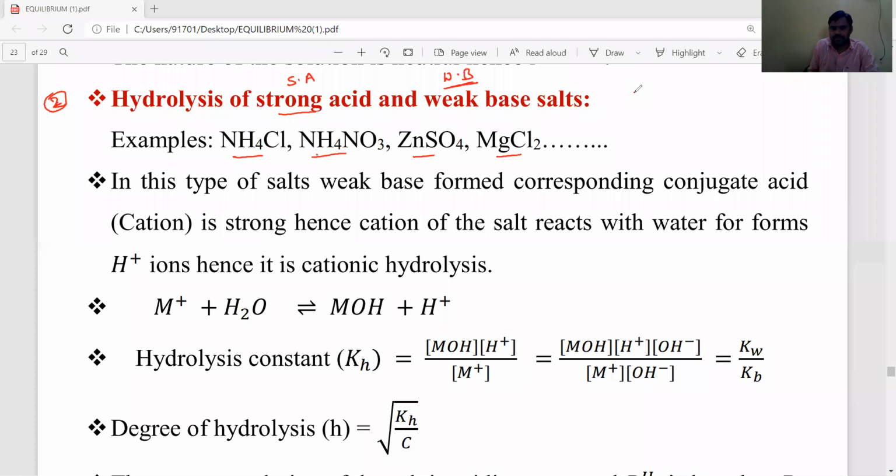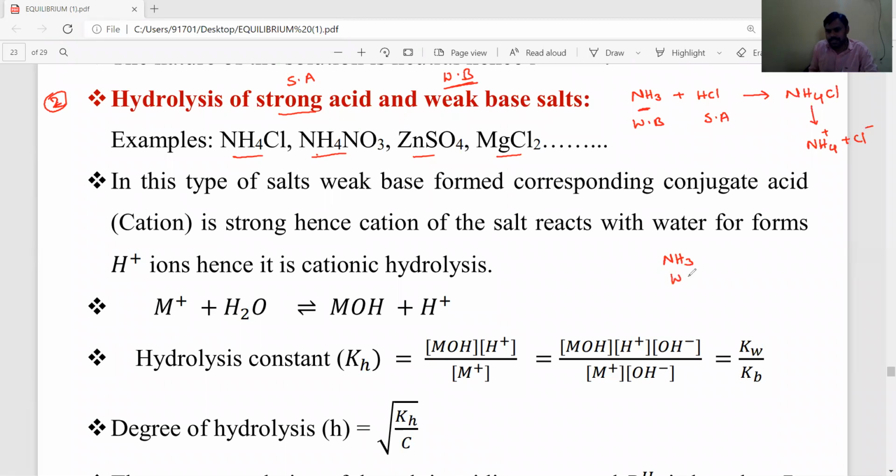This ammonium chloride is formed from ammonia, NH3, and HCl. They combine in water to produce the salt NH4Cl, in which NH3 is a weak base, okay students, and HCl is a strong acid. Now it will be ionized to give NH4+ and Cl- ions.